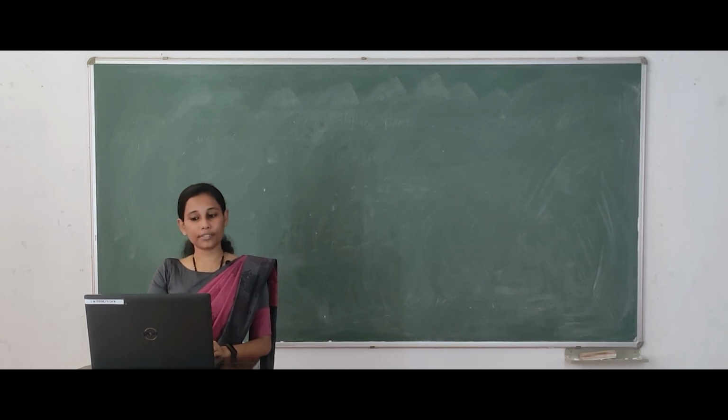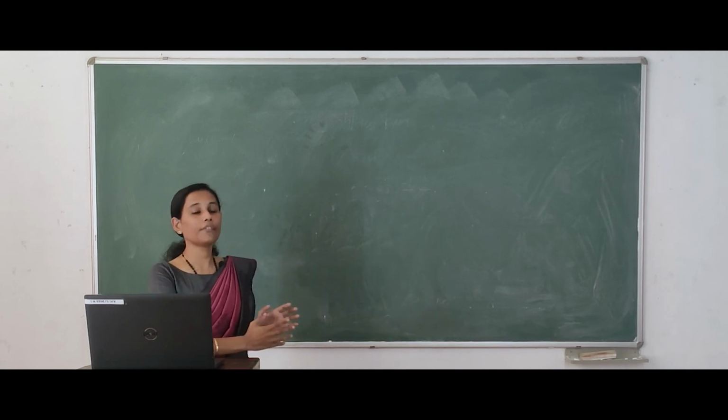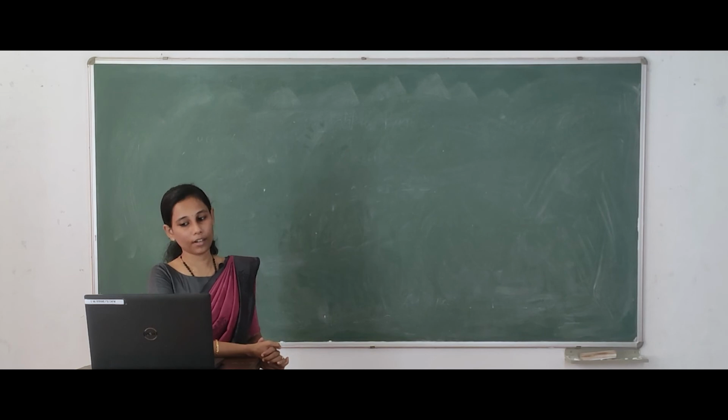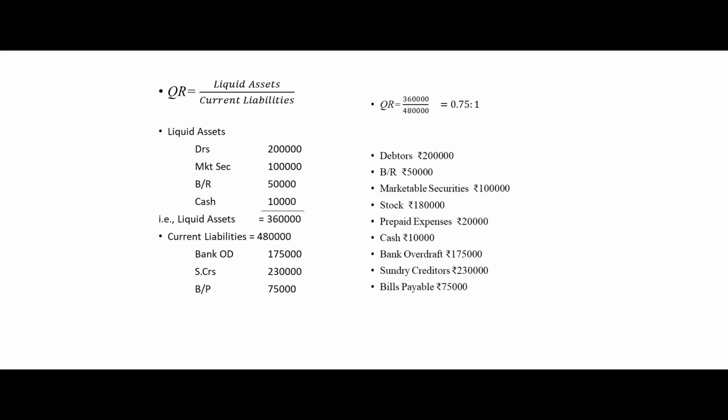Next one is quick ratio. On the basis of the same question, we are going to calculate the quick ratio. Here, we are calculating the quick ratio by using the formula: quick ratio equals liquid assets divided by current liabilities. Here, we already stated that liquid assets are current assets not including inventories and prepaid expenses. The value of inventories and prepaid expenses is ignored while calculating liquid assets. So, we can calculate the value of liquid assets from this question.